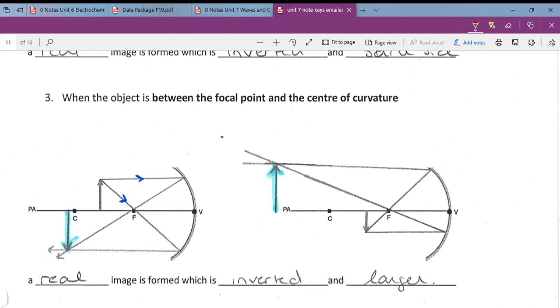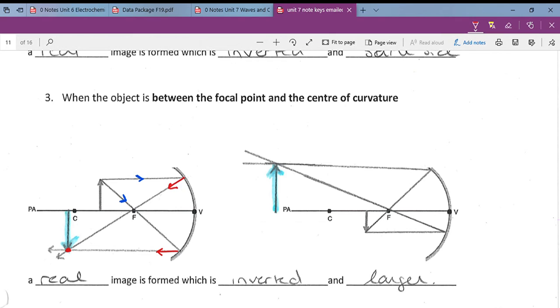So where they hit the mirror, this first one up top is going to come back out through the focal point. The one that came through the focal point is going to be reflected parallel to the principal axis, and where they meet is where your image is going to be formed. And again, you're going to get a real image, which is inverted, and this time it's going to be larger. So we went smaller, same size, larger.